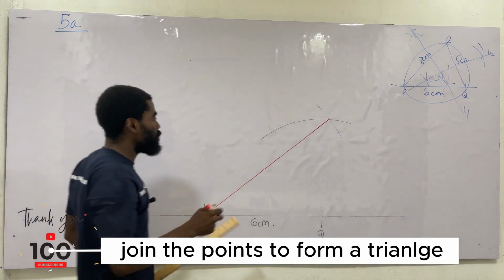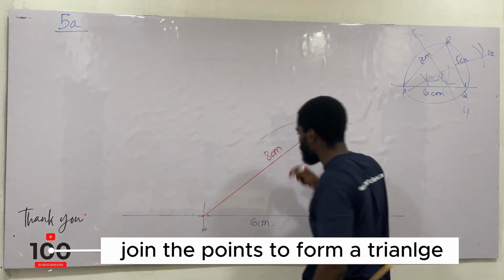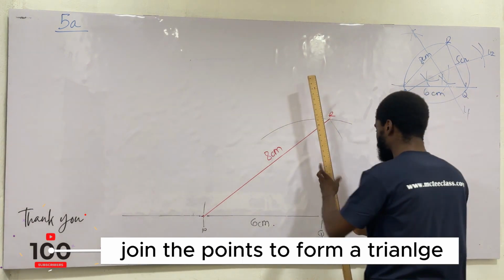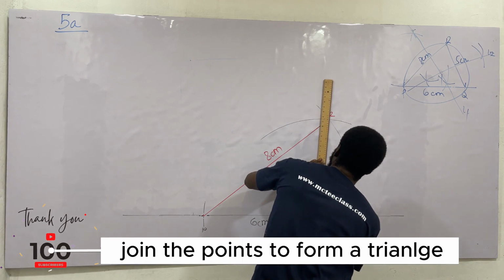Bam, nicely drawn. So this is my point R, and that is 8 cm. Good. I'm going to join this one too, the 5 cm, this to that. Once again, my point here, then to this.